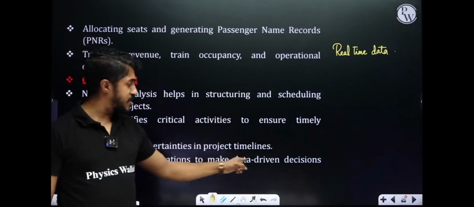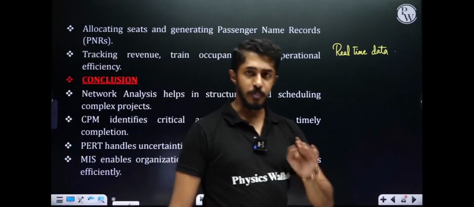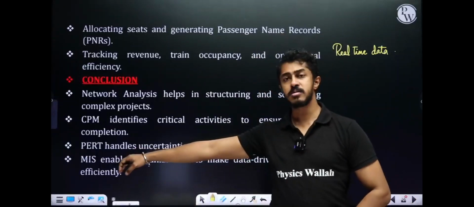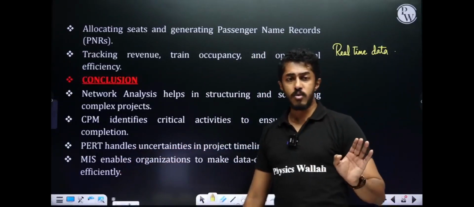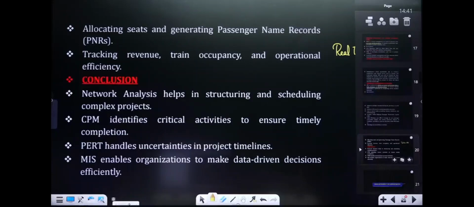MIS enables organizations to make data-driven decisions efficiently. So PSUs today are using MIS. Any doubts here, people? Any questions?